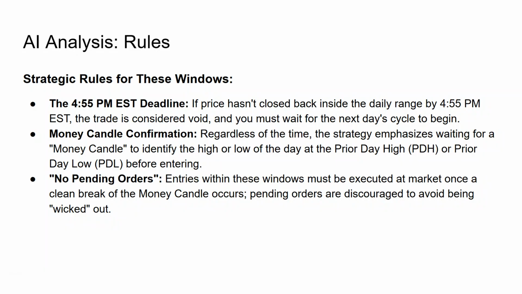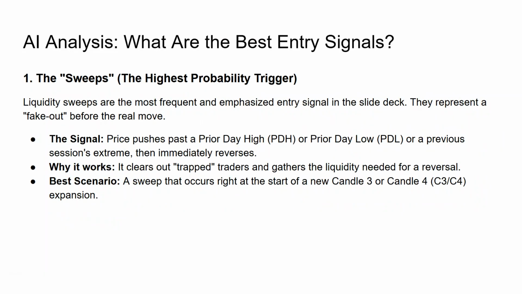So, that's that. In terms of the windows, it did recommend a deadline of 4:55 p.m. That if price hasn't closed back inside the range, then don't worry about trying to take it. The money candle confirmation, which I call candle 2, or also the candle that creates the higher low of the day on the 5-minute chart. And also no pending orders. It talks about that. I don't use pending orders, but either way, I enter all my entries at market.